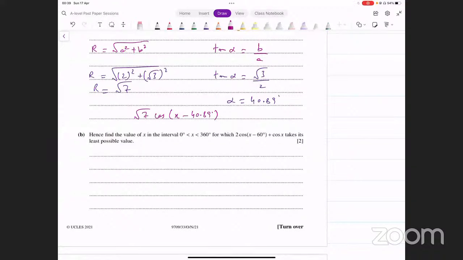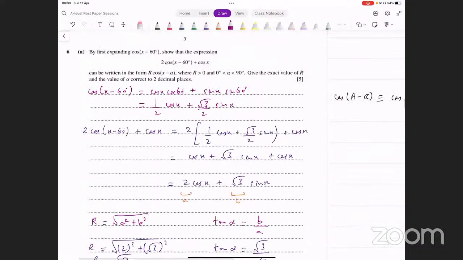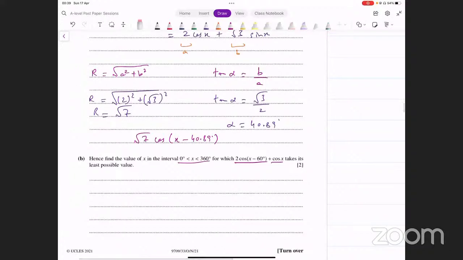Okay, let's move on. Next, we have to find the value of x in the interval 0 to 360 degrees, for which 2 cos x minus 60 plus cos x, that's basically the same thing as this, जो हमने open किया है, that takes its least possible value.